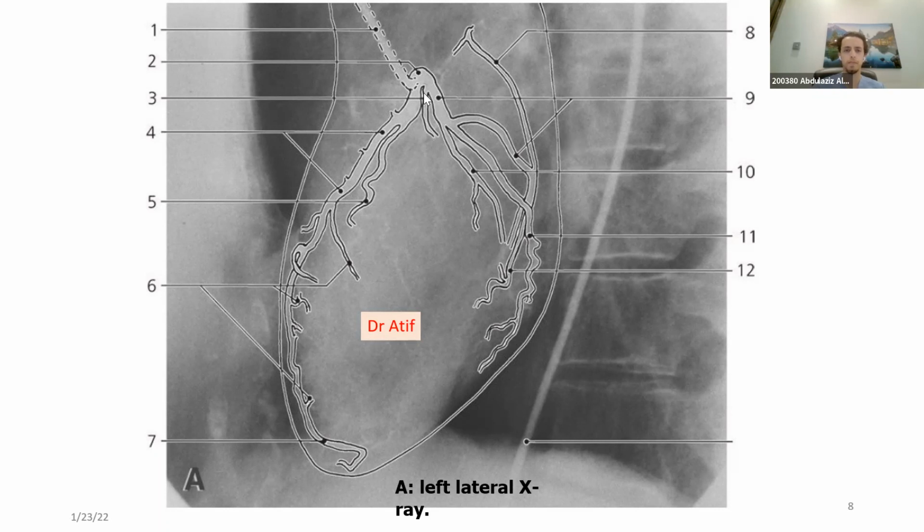Okay, great. So yes, 9 is the circumflex, correct.